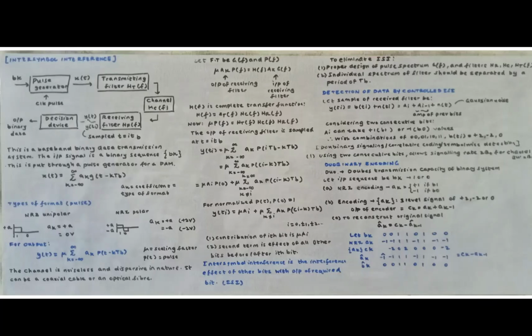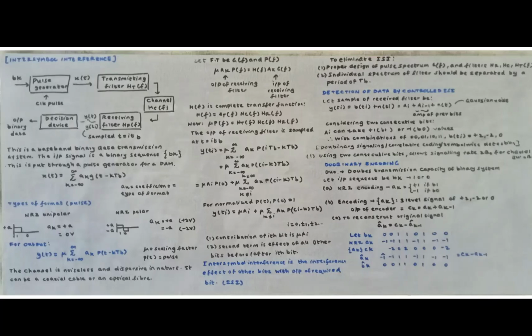Intersymbol interference is the interference effect that is caused by the rest of the bits that we don't really care about, against the output that we really need. There are two ways to eliminate ISI. First is the proper design of pulse spectrum and filters. The second one is that the individual spectrum with the filter should be separated by a period of T_b.